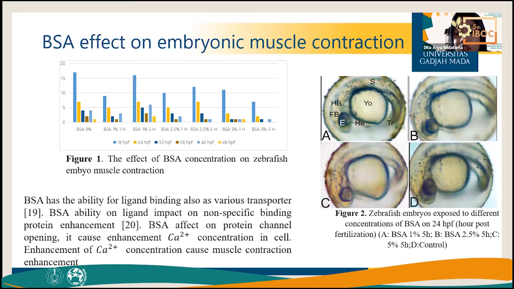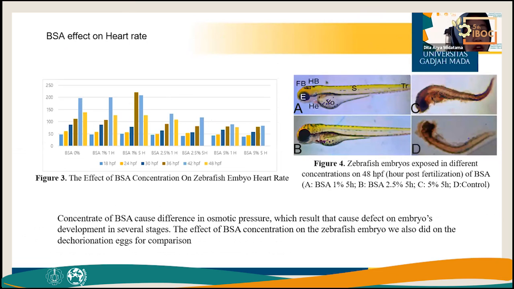The figures show zebrafish embryos exposed to different concentrations of BSA at 24 HPF after fertilization. This is the BSA effect on heart rate. Results show that the highest heart rate was at 18 HPF, BSA 5%, 5-hour immersion. The lowest was at 48 HPF, BSA 5%, 5-hour immersion; also 2.5% and 5%, 5-hour immersion died. Concentrations of BSA cause defects in osmotic pressure, which cause defects in embryo development at several stages.